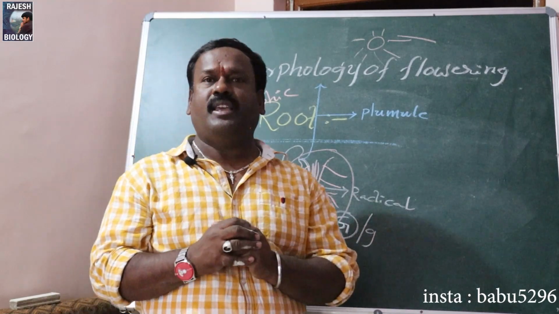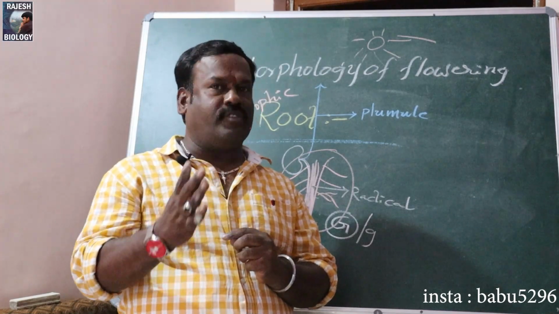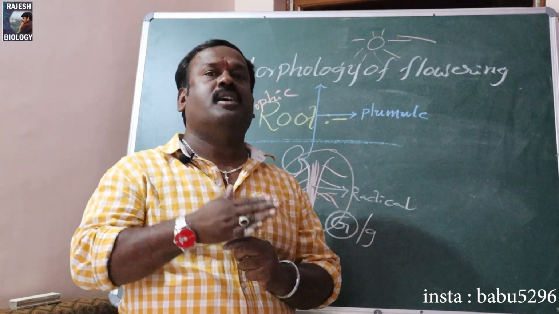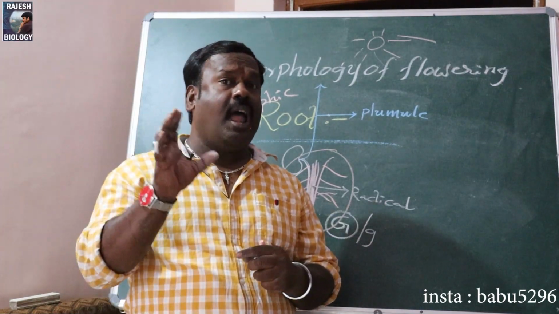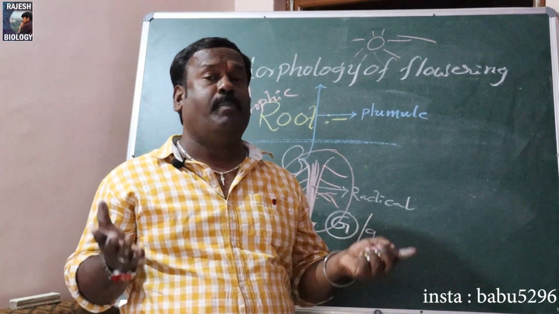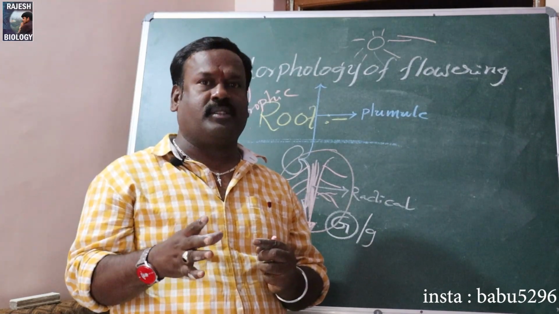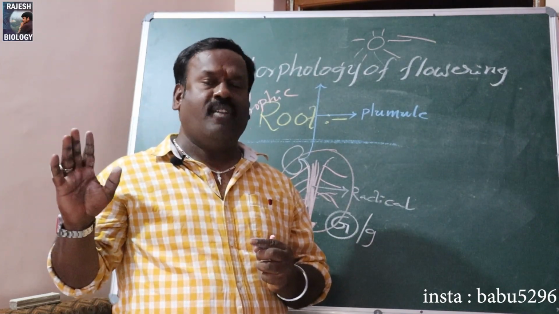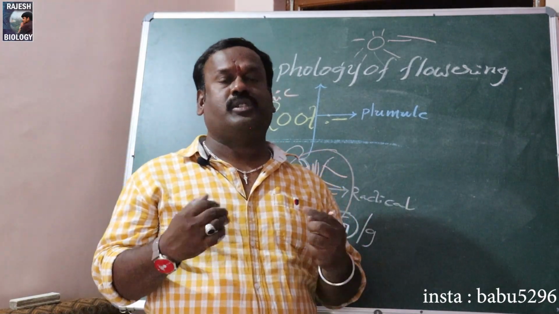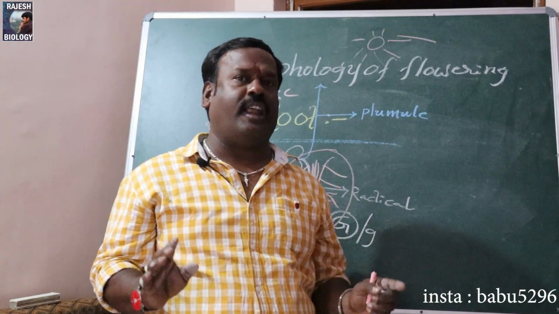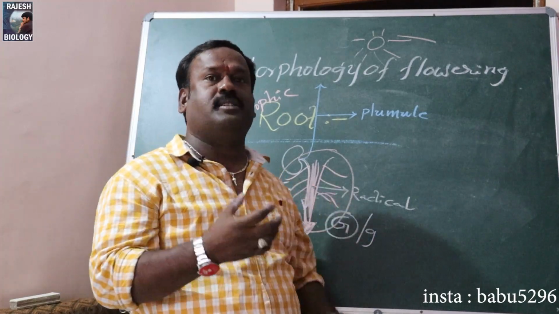Today we discussed the morphology of flowering plants. What are the parts of the plant body? First, vegetative parts, and second, reproductive parts. Vegetative parts means any part of the plant body other than the flower. Flower is a reproductive organ, which we will discuss. Here, vegetative parts are root, stem, leaf, branches, whatever. So all these are vegetative parts. In the vegetative parts, we also discussed the root.